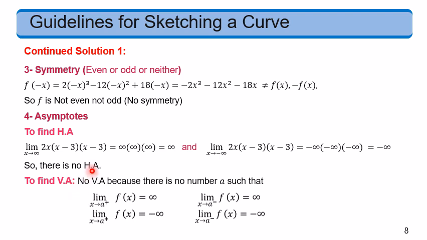Now we are going to find the VA. No VA, because there is no number a such that we can put it as a limit and get infinite. So it's the opposite of HA. In HA, if we get an infinite answer, that means there is no HA. But in VA, vertical asymptotes, if we have any number which, when we put it as a limit, gives a positive infinite or negative infinite answer, we can say vertical asymptote. But here there is no number which we can put as a limit. So we can say no VA.